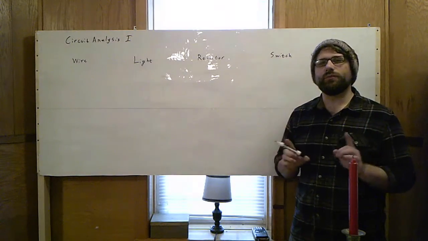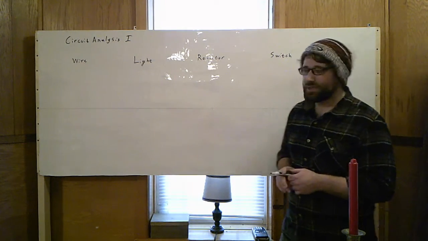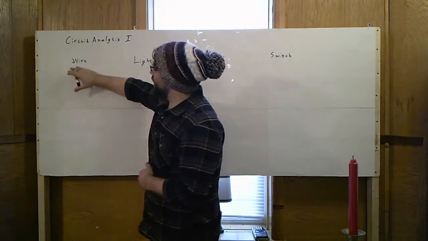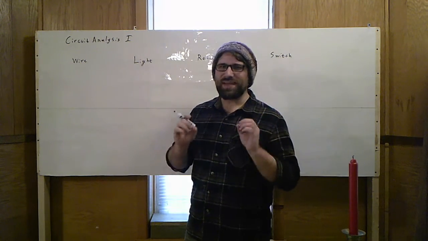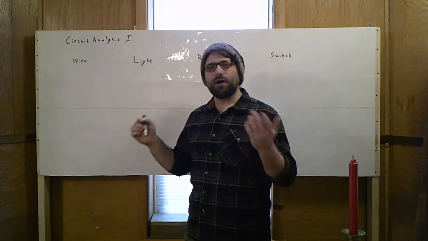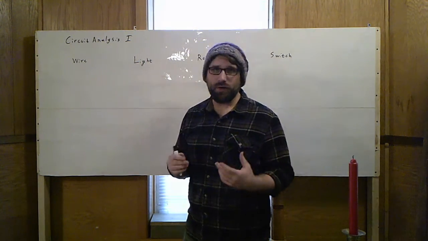Now that we have a little bit of context, let's look at the different components that we'll be using in this unit. Right off the bat, we have wires. Electricity needs to travel through a conductor, so things aren't going to be able to move around if we don't have a wire connecting our components.